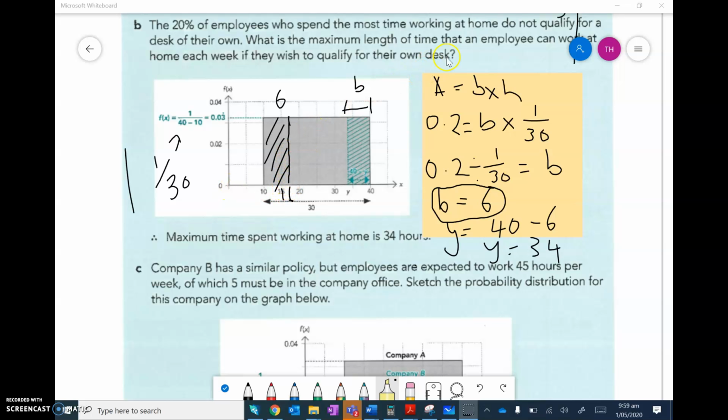The question asks what's the maximum length of time an employee can work at home each week. So to be in the people that are spending the most time at home, they have to be spending the least time in the office. So they're spending 16 hours in the office. How many hours does that mean they're spending at home? 24 hours. The answer is 40 minus 16, which equals 24 hours. That should be the correct answer. I know that was really confusing, so I'm going to do the other examples in a new video.